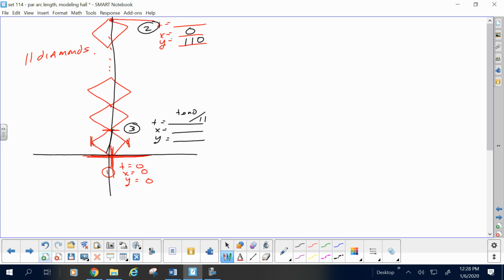0, and y is? 5. No, 10, you're right. I was thinking of the corner already. Okay. Now, your next point of interest would be here: time, x, and y. What's your time? Divided by 22. Time n divided by 22. What's the x? 5. And the y? 5. Okay?